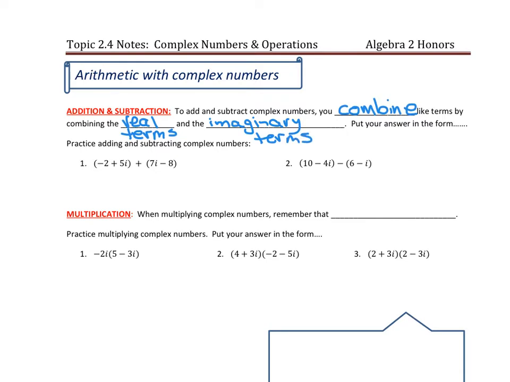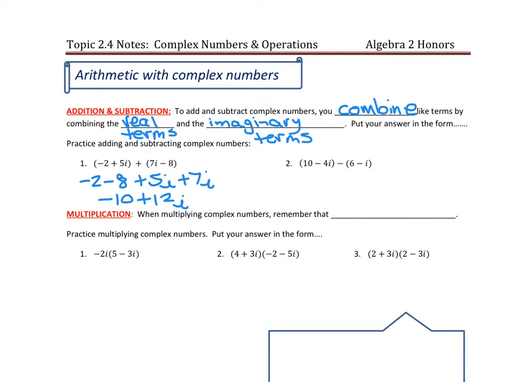For example, here I've got an expression, negative 2 plus 5i plus 7i minus 8. Now, one thing to note is these parentheses are not doing anything for us. We're just looking at two complex numbers. That's why there's parentheses around them. But they certainly don't indicate multiplication in any way. So we're going to combine our real terms together, and we're going to combine our imaginary terms together. So we've got negative 2, negative 8, plus 5i, plus 7i. That's going to give us negative 10, plus 12i.